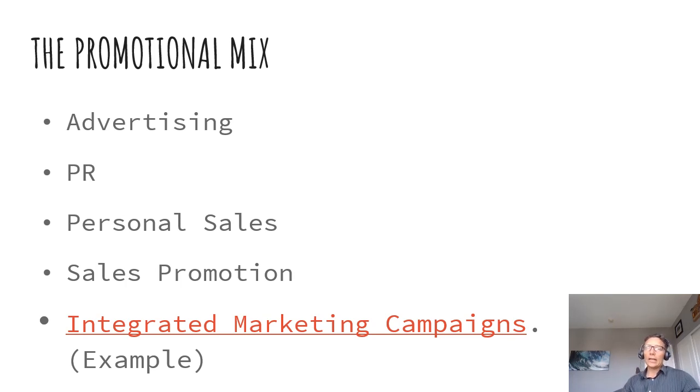And in that highlighted, underlined hypertext there of an integrated marketing campaign, you can see an example of what that is. When a company is using all of these elements, they have advertising, they have public relations, that's what PR stands for. They have personal sales, which means salespeople. And they're doing sales promotion tactics like contests, sweepstakes, discounts, offers. When they're doing all of those, that's called an integrated marketing campaign.